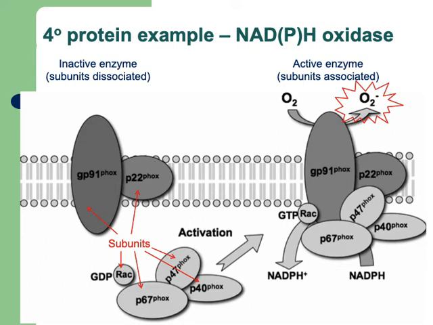And this enzyme is known as nicotinamide adenine dinucleotide phosphate oxidase. It's a multi-subunit protein. It's the major producer of superoxide anion, which contributes to the major reactive oxygen species. And it must have all the subunits present for proper functioning of this enzyme. So this is a prime example of a quaternary protein with multiple subunits coming together to activate this enzyme.